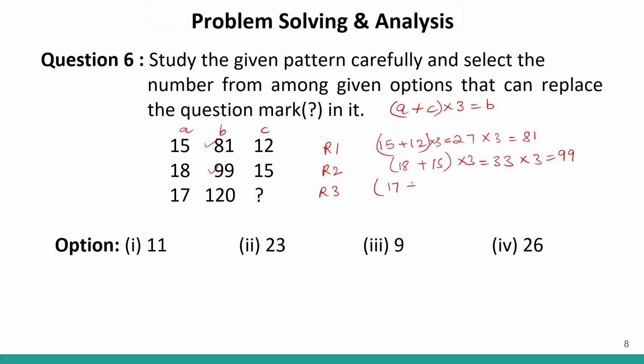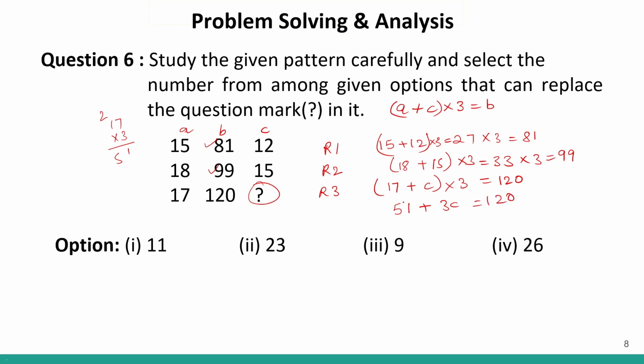Now I need to find a number in column C, let us say it is C, that when multiplied by 3 gives me 120, because we don't know the C term. So A plus C into 3 gives me B. So 17 plus C into 3 should give me 120. If I multiply 17 by 3, this will be 51. So 51 plus 3C is 120.